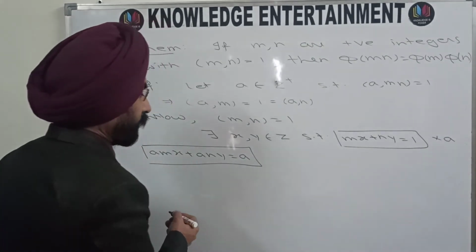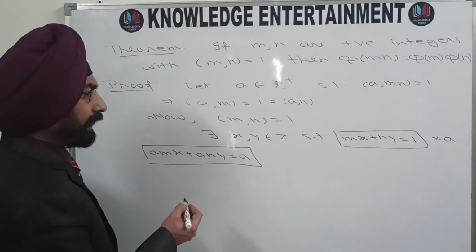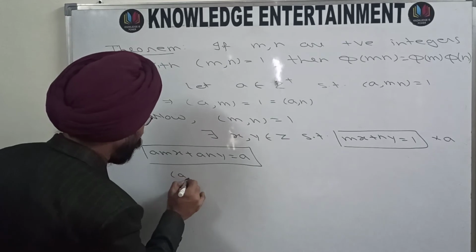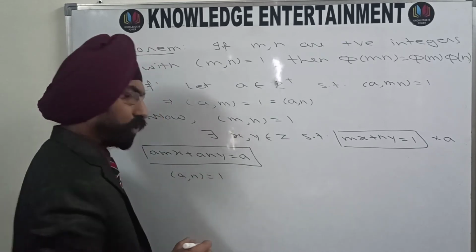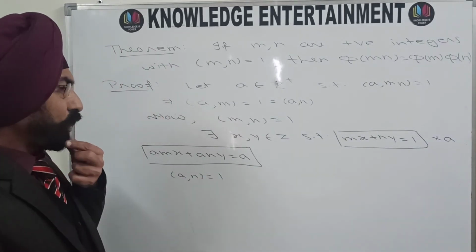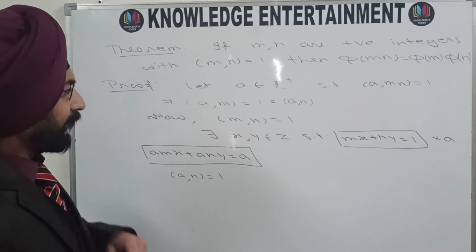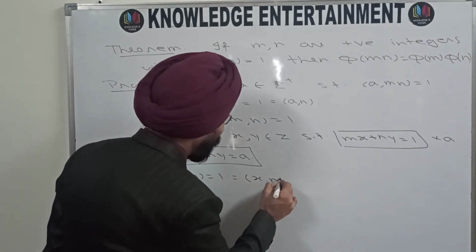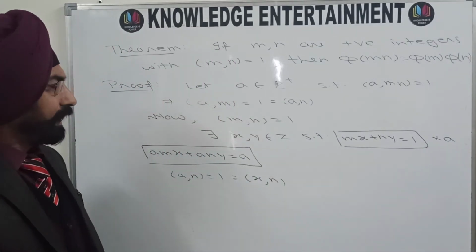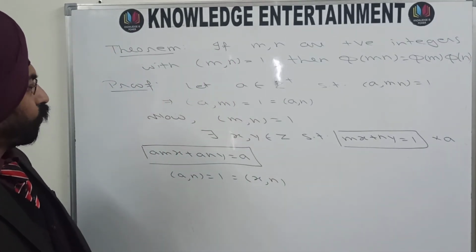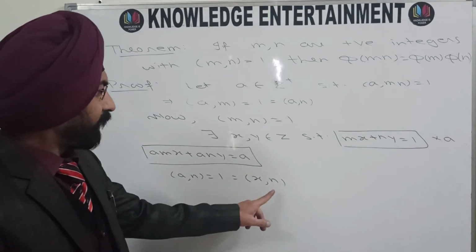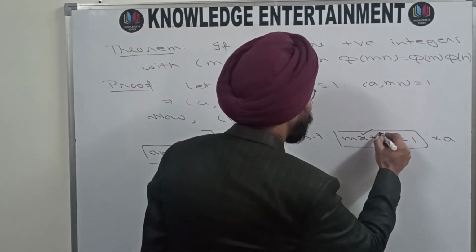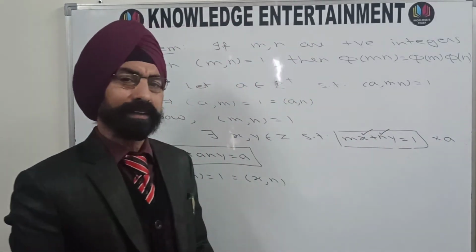Now, GCD of a and n is 1. And note that GCD of x and n is also 1. Now the question is why? Why is GCD of x and n 1? Because a combination of x and n is equal to 1.